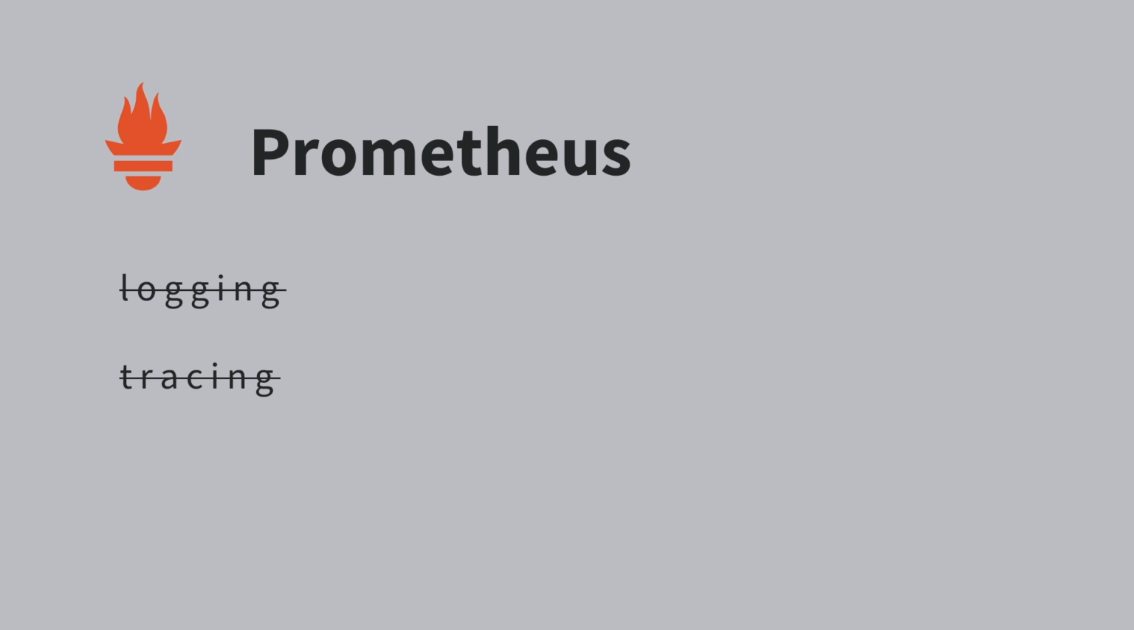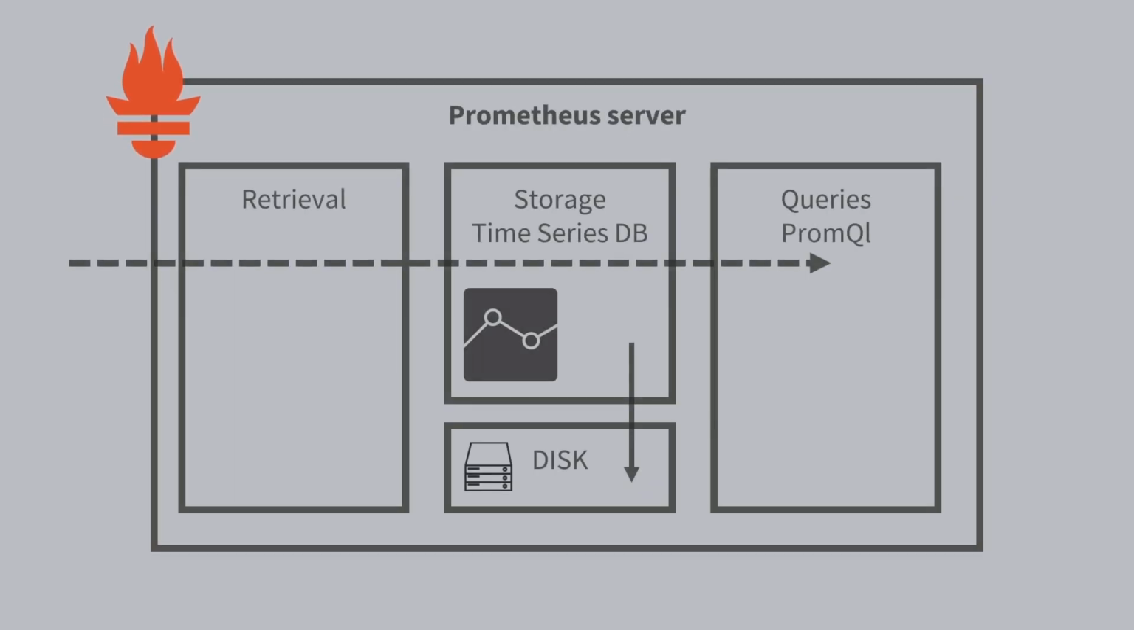Let's look at the architecture of the Prometheus server. It consists of three parts. Prometheus has a data retrieval worker part, which is responsible for scraping metrics from targets over HTTP. It then stores the data in its time series database and exposes an HTTP interface over which we can query the data.